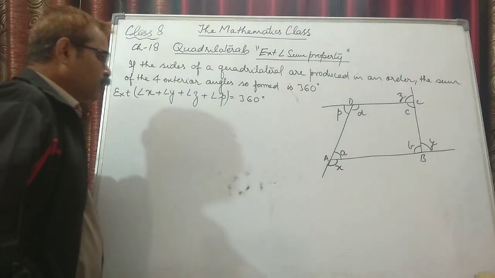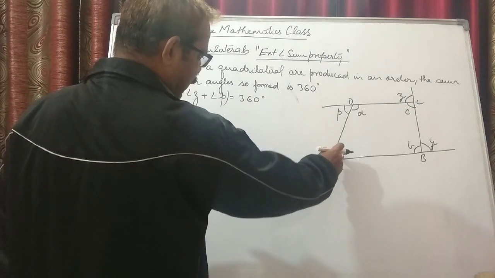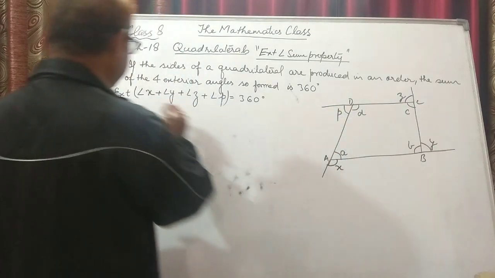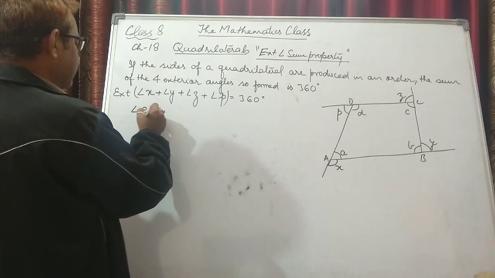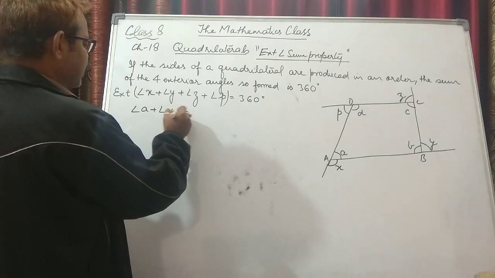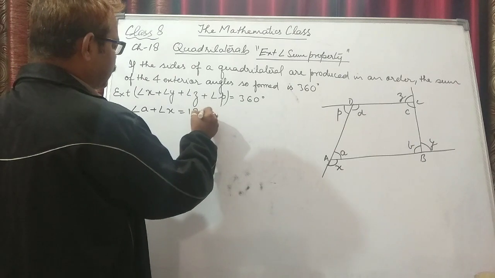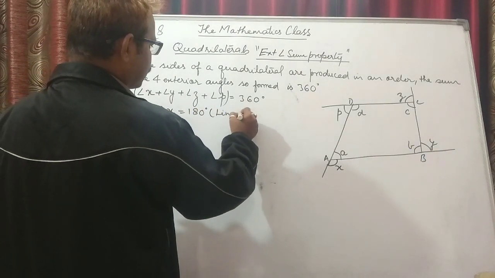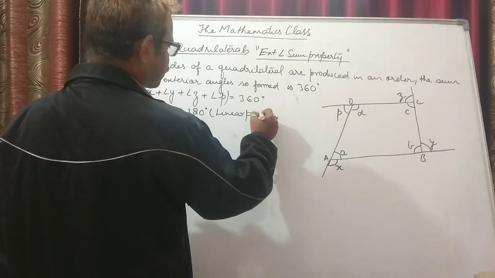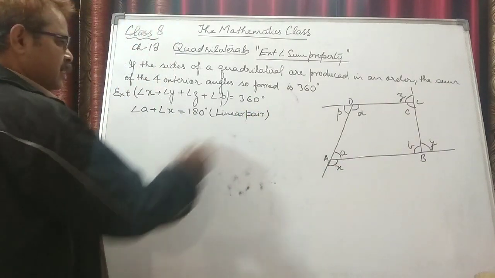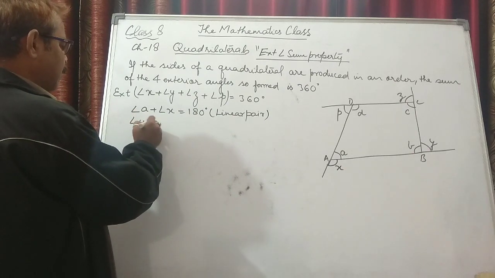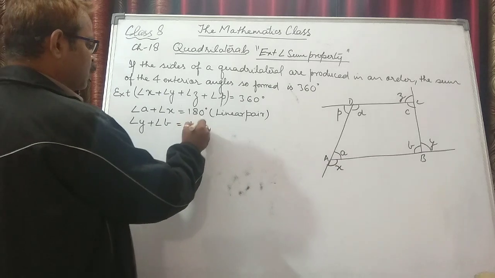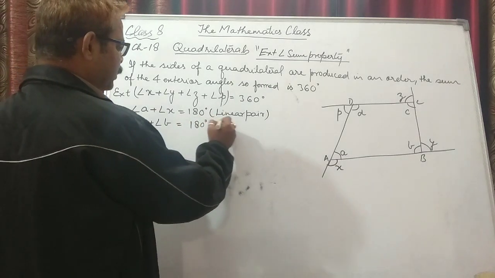So what we know is that angle A plus X will be 180. Why? Because this is a straight line. Means angle A plus angle X is equal to 180 degree. Why? Linear pair, or you can say a straight angle, whatever you want to say. Similarly, angle Y plus angle B is equal to 180. Again the same reason.